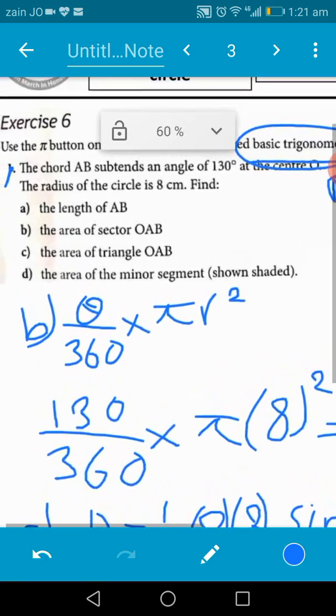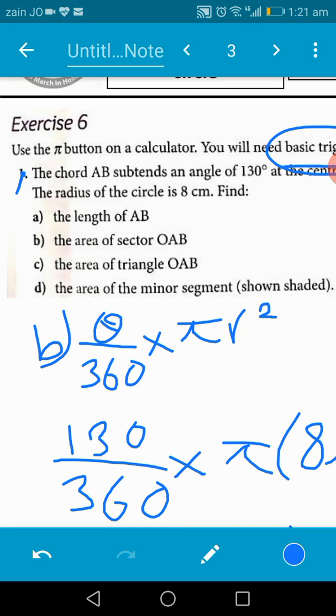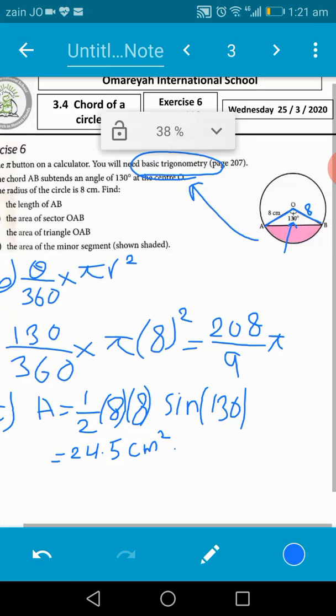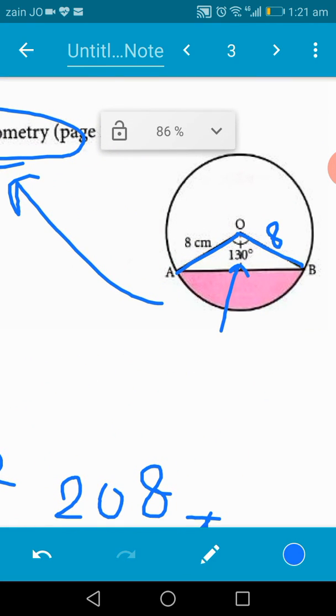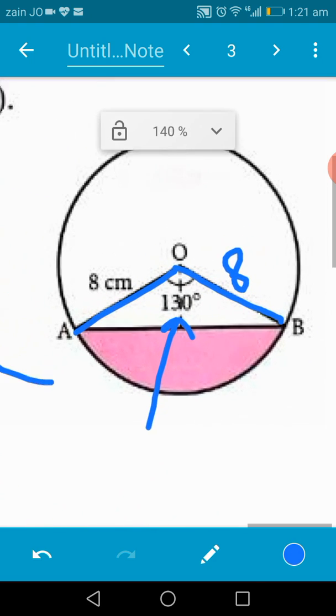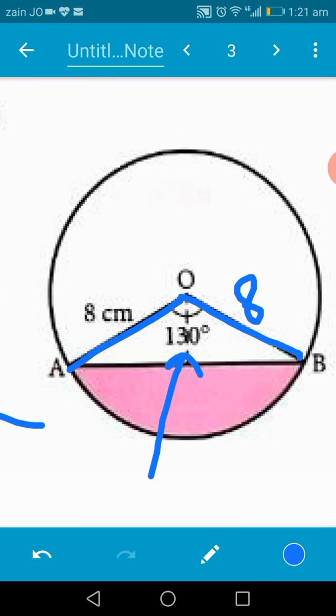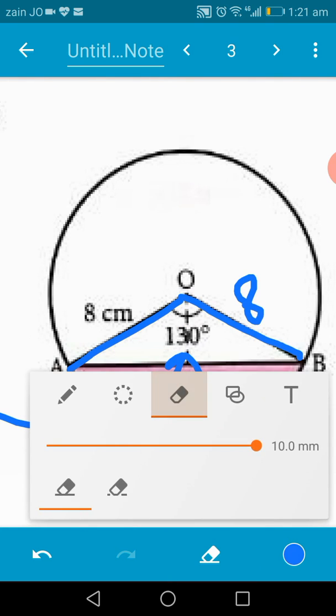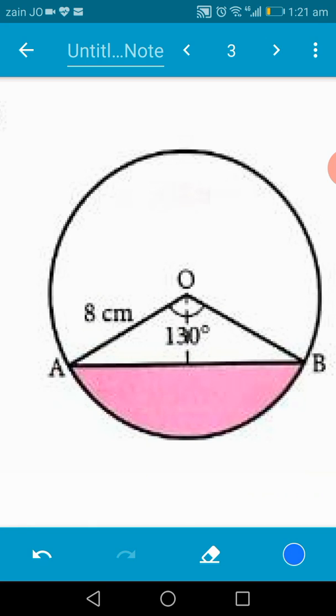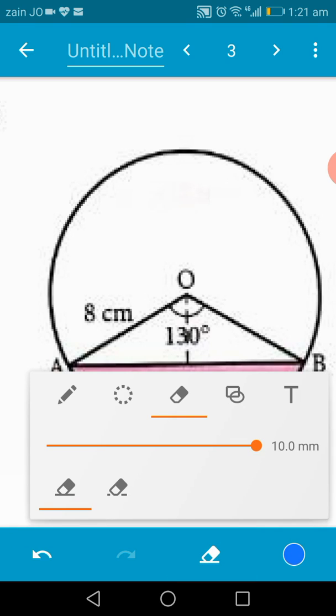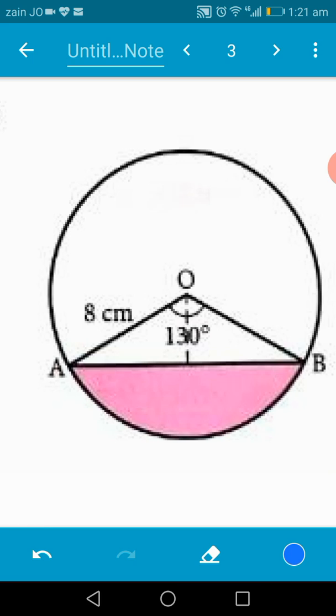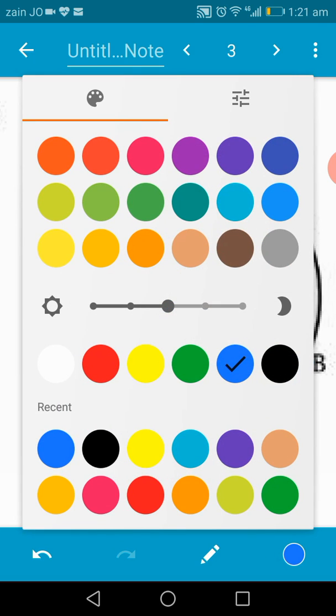Now part D: the area of the minor segment shown shaded. I want the area of the minor segment, the pink color. You are now professionals at finding the shaded area. How can you find the shaded area? As we said, we found the area of the sector, which was part B, right? And part C was the area of what?